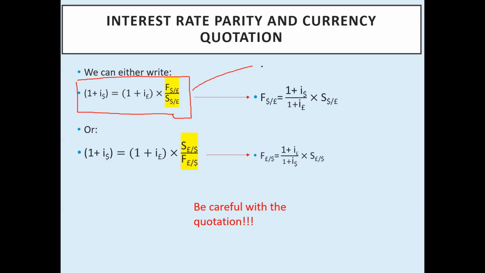So if I rearrange this equation, if I bring the forward rate to the left and I bring everything else to the right, then I will get this equation here. This equation allows us to calculate the forward rate using the relative interest rates in two different countries and also the current spot rate.